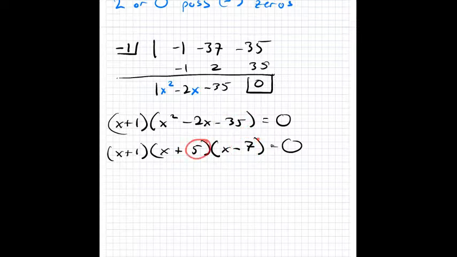Okay? So then our zeros end up being -1, -5, and 7. I don't know why I put that extra x in there. Extra x. Read all about it.